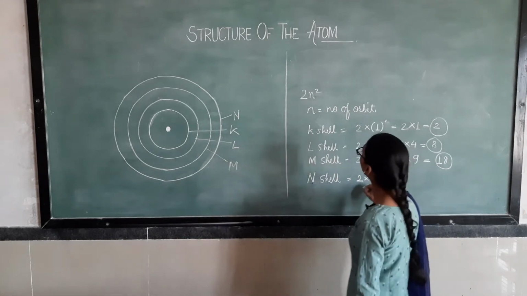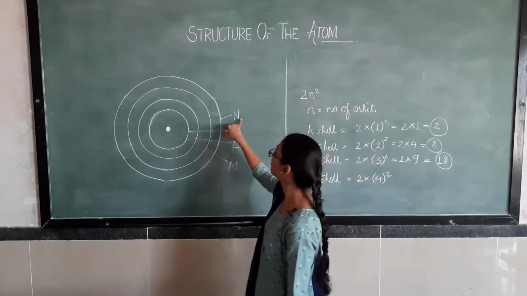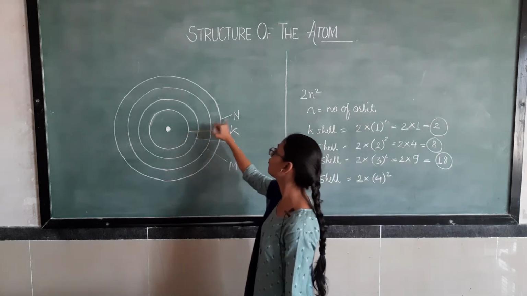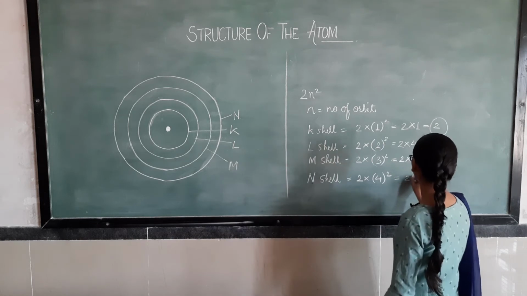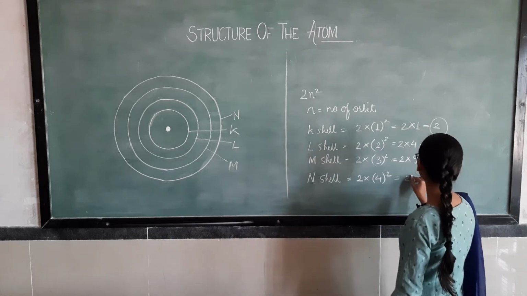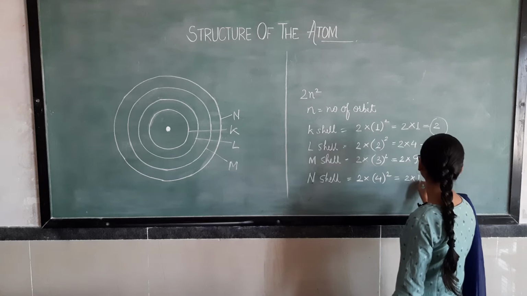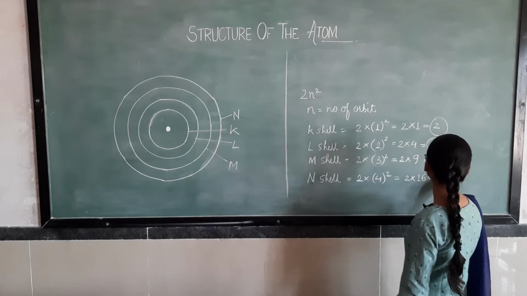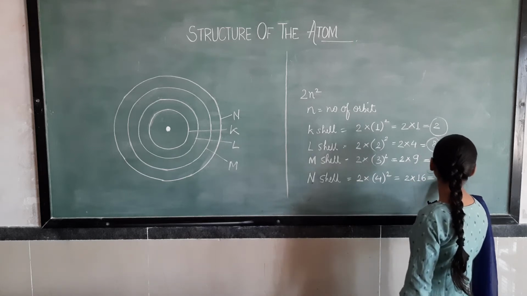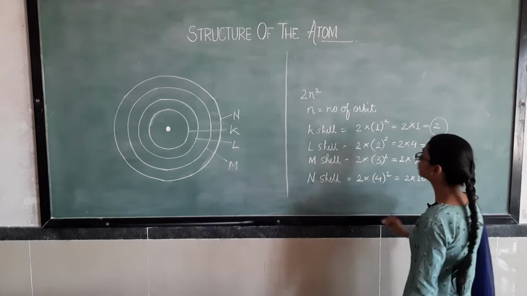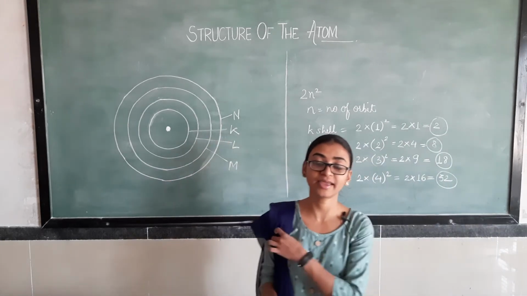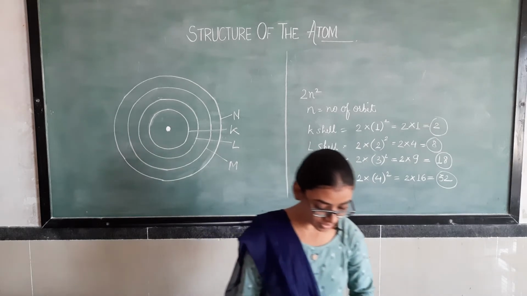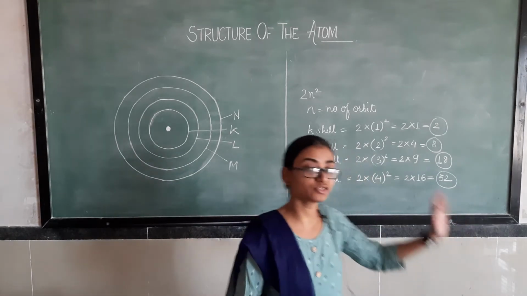While for the N shell, the number of the orbit is 1, 2, 3, 4. So 2 into 4 square, 4 square is 16, and 16 twos are 32. So the maximum number of electrons occupied by the N shell will be 32 electrons, and so on.